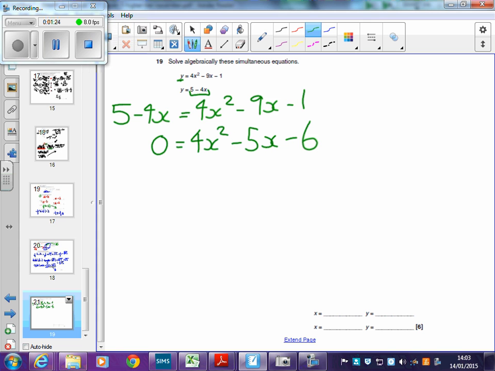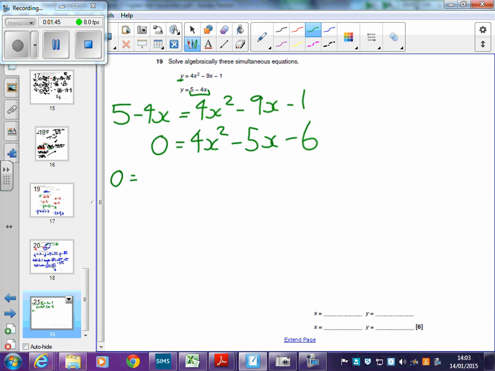I then need to try and solve this, and unless it says decimal places, which it very rarely does, you should always be able to do these ones by factorising. If it doesn't factorise, go back and check your working out, because it's more likely that you've made a mistake. On some of them you might have to use the quadratic formula, but it's very unlikely.